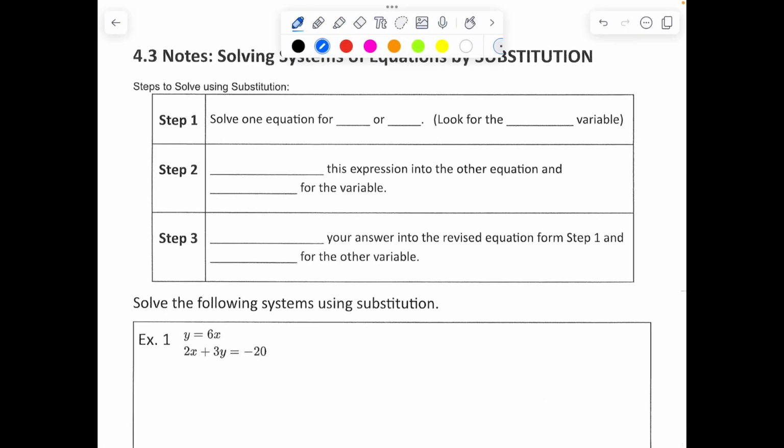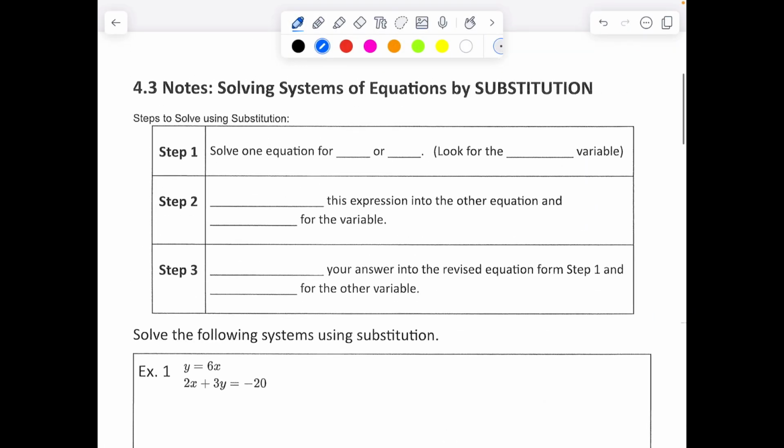All right, y'all, here are your 4.3 notes on solving systems of equations by substitution. For the past few days, we've been solving systems of equations and inequalities by graphing. Today, we're introducing another method for solving systems of equations, which is substitution. There are a couple steps to take when we're using substitution.